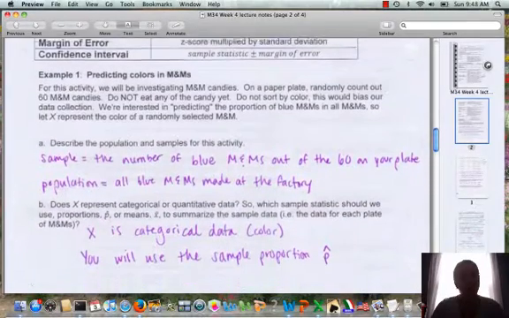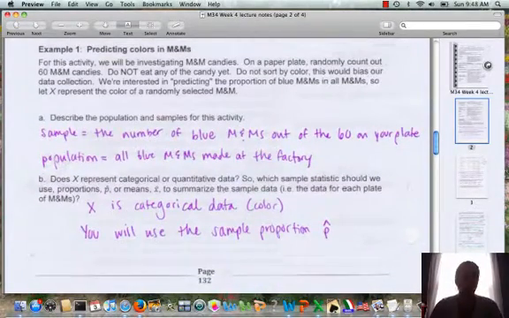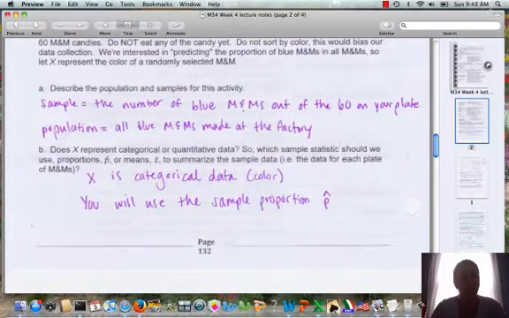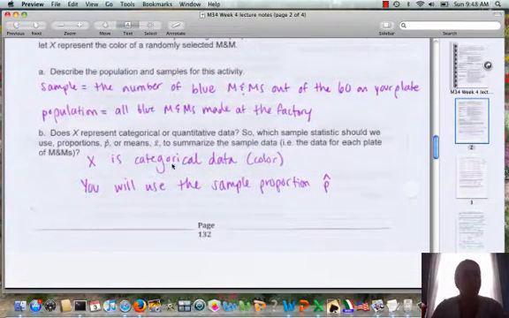So example 1 is about predicting colors in M&M candies. So in class, students would count out 60 M&M candies and then think about what proportion of blue M&Ms are in the total M&Ms. So in this case, the sample is the number of blue M&Ms out of the 60 on your plate, meaning an individual student's plate. That's a sample because it's part out of all of the M&Ms. The population is all blue M&Ms made at the factory that we're trying to make the prediction about.